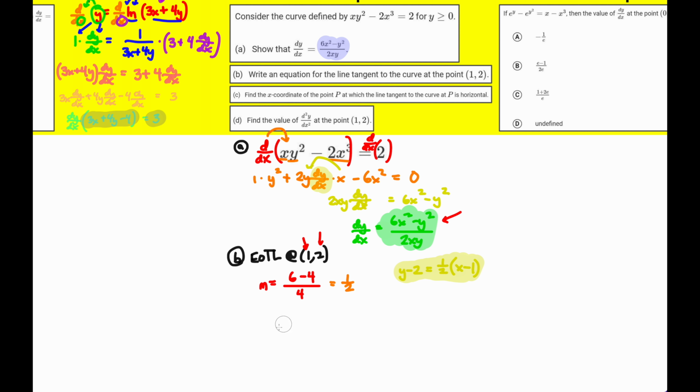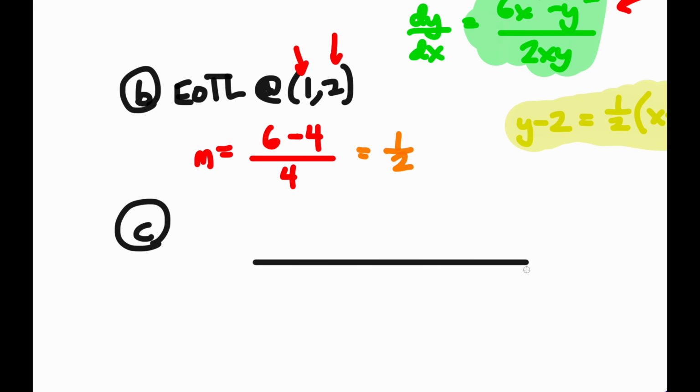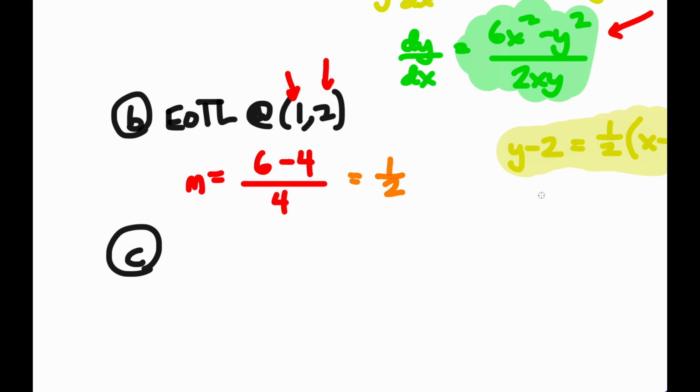C. Find the x-coordinate, P, in which the line tangent to the curve at P is horizontal. So if it's horizontal, that means that the slope is equal to 0. If you think about a horizontal line, like this horizontal line right there, the slope at any point there is equal to 0. So if we want a horizontal tangent line, all we have to do is set our derivative equal to 0. So that's what I'm going to do.